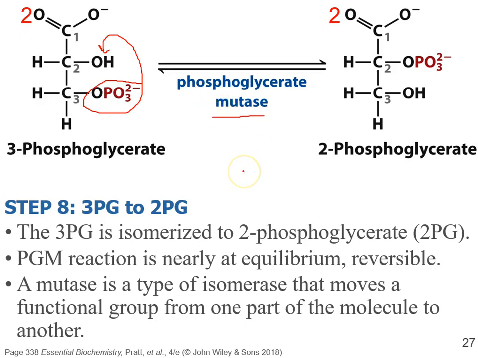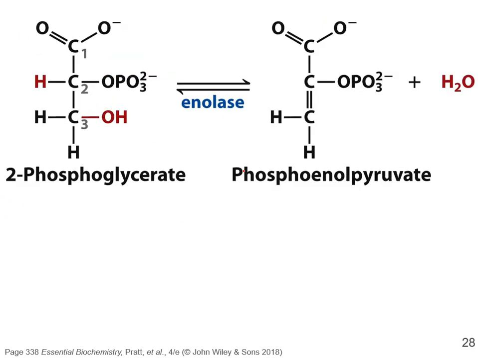But when you say mutase, think move. So we're moving the phosphate from the number 3 position to the number 2 position. So a mutase is a type of isomerase that moves a functional group from one part of the molecule to another. So again, not going to regulate the pathway here. This is a reversible reaction.